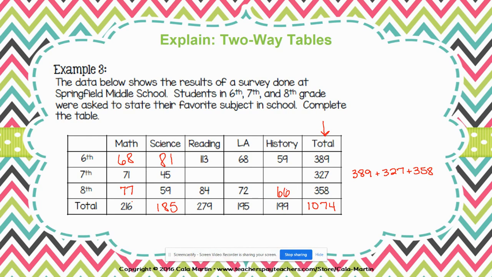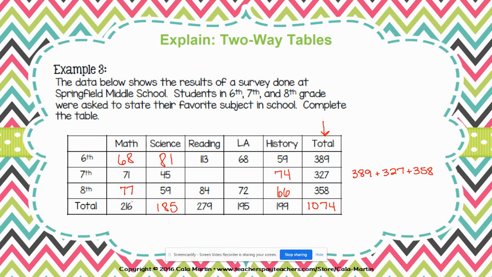Then I can figure out how many people liked history and were in 7th grade. So I know 199 people liked history, so I'm going to subtract the 6th grade number, which was 59, and the 8th grade number, which was 66, and I'm left with 74.